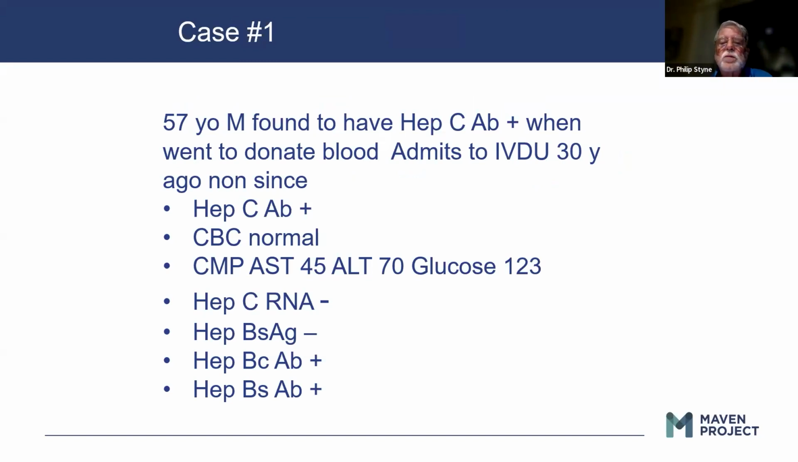Okay, so here's a case. 57-year-old comes to you, they're told that they have a hepatitis C antibody that's positive. They used IV drugs 30 years ago. Their CBC is normal. They have mildly elevated transaminases and uninterestingly a glucose of 123. Their hepatitis C RNA is negative. They don't have active disease. Their surface antigen is negative, but their core antibody and surface antibody is positive. So they also got exposed to hepatitis B and got over it. So they got exposed to C, got exposed to B, and got over it. Next slide.